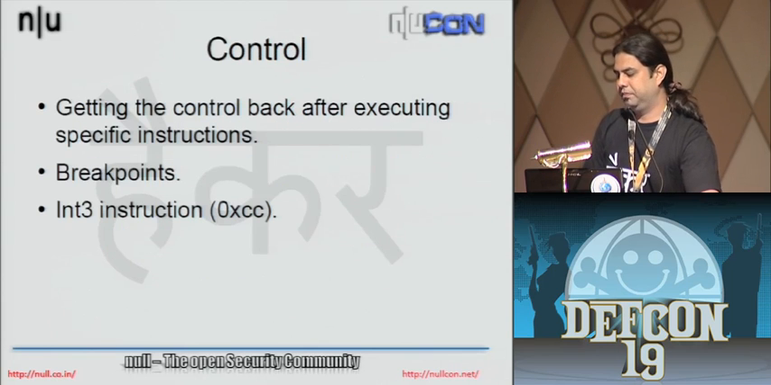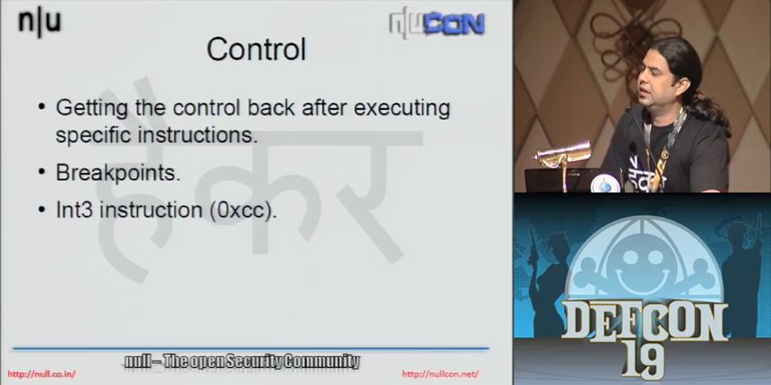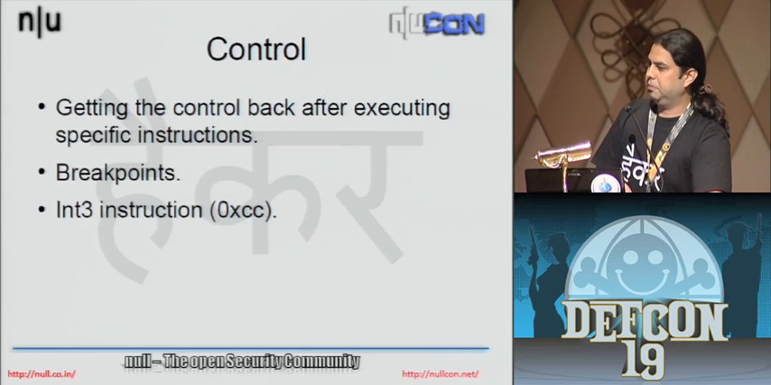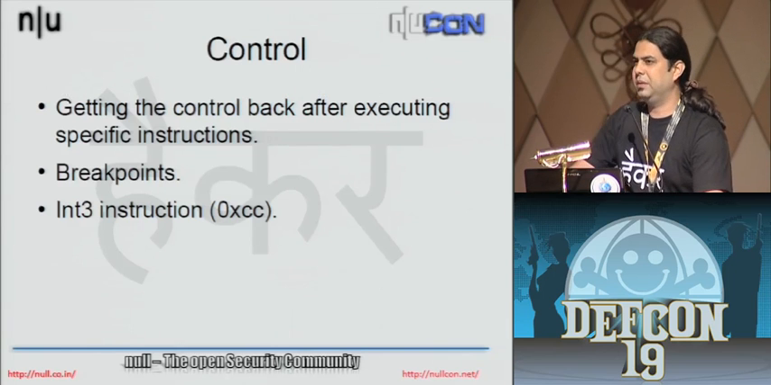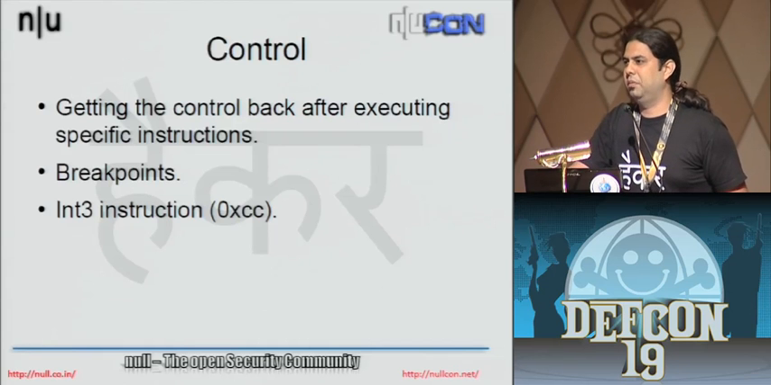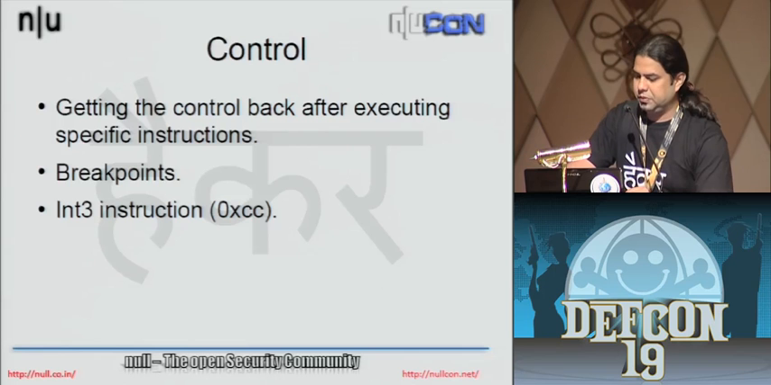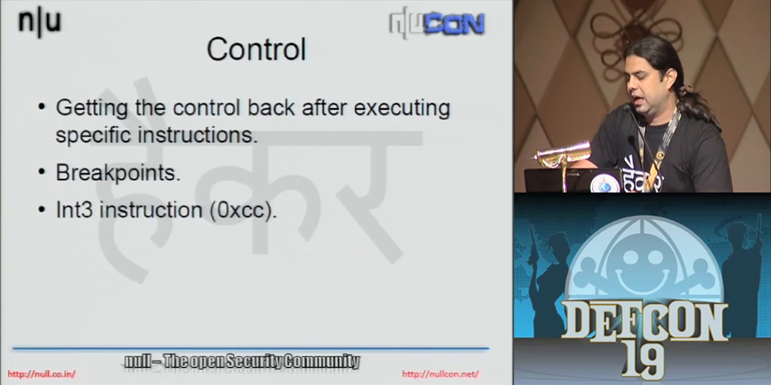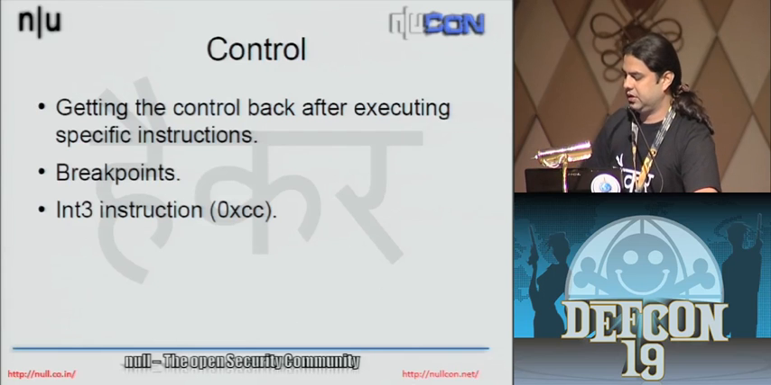Okay, so how does a debugger get the control back? If I'm tracing a process, obviously I need the control back after I execute some code. So how do I do that? The breakpoints come to the rescue. It's actually an int3 instruction, or a software interrupt. When it is executed in a remote process, the child process stops and you get the control back as the tracing process.